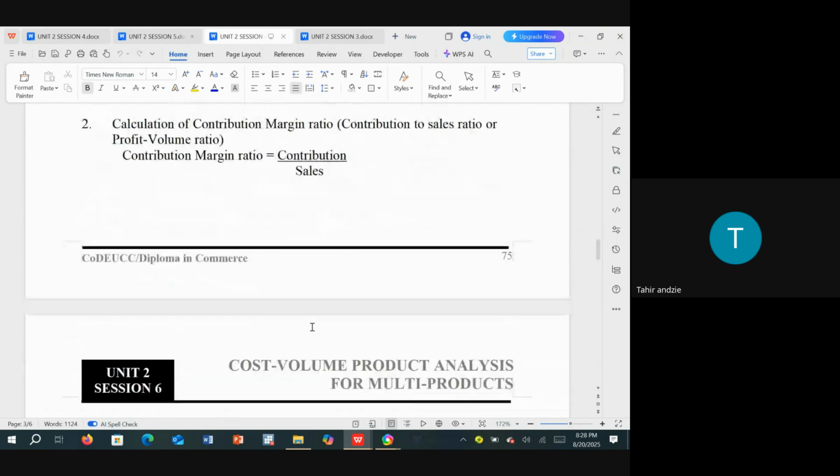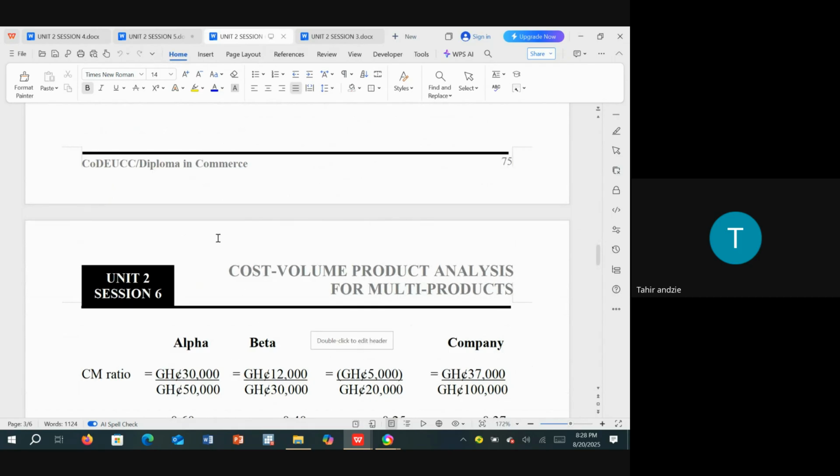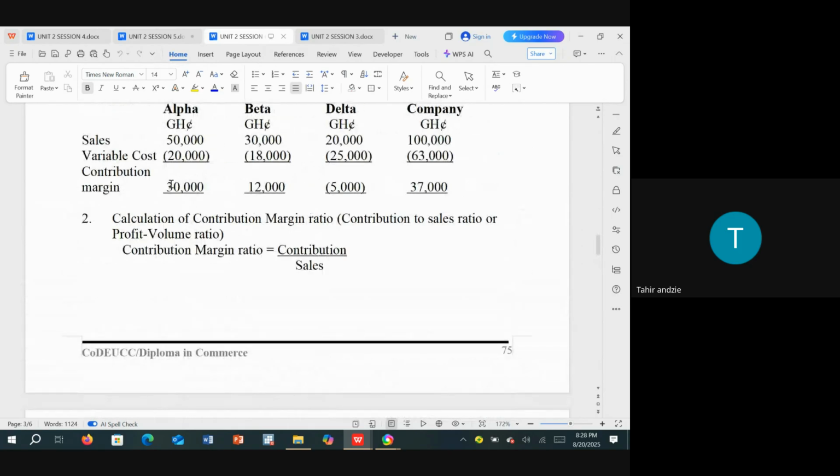And that will give you the contribution margin ratio. So in this question, our contribution for each product, we have 30,000, 12,000, and negative 5,000. This one is negative because the sales was 120,000, and then variable cost was 25. So of course, there was a negative contribution of 5,000. Don't just say that this is wrong. You can still calculate with it.